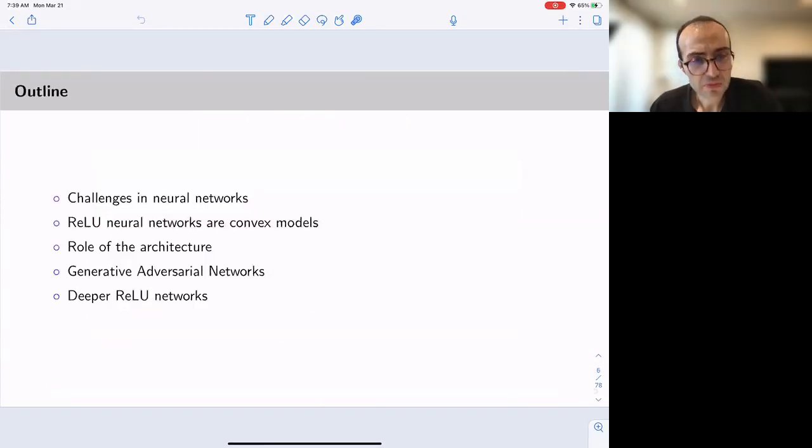So I will first talk about some challenges in neural networks that exist today, and I will introduce our model, training ReLU neural networks with convex programs. Then I will tell you about extensions, such as deeper models, generative adversarial networks, and some other applications like autoencoders.